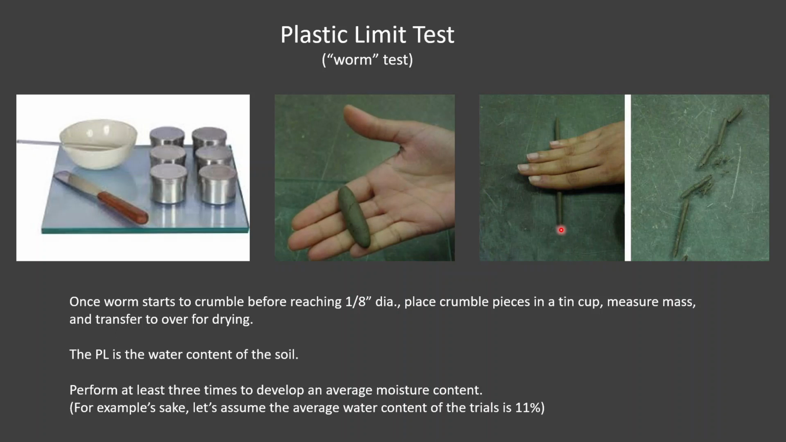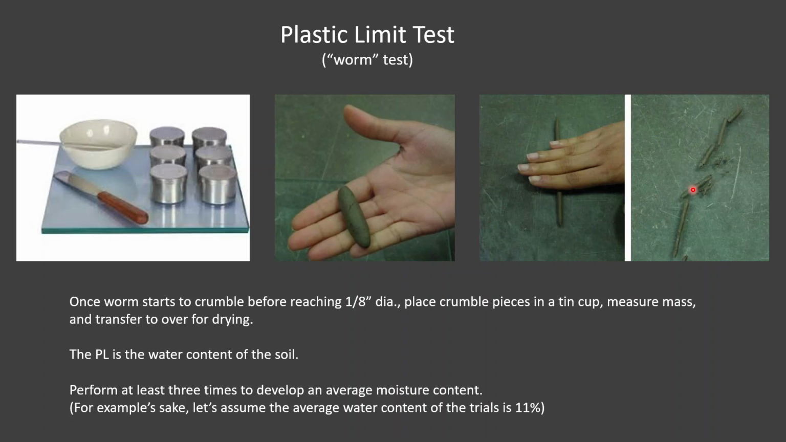And if you can attain 1/8 inch diameter before your worm starts to break up, you haven't dried it out far enough. You haven't dried it down to the plastic limit. So you ball it back up and you repeat the process, and you keep rolling this worm down until it starts to crumble and break into pieces before or at the 1/8 inch diameter size. Once it starts to crumble like that, you've forced the soil into the plastic limit condition.